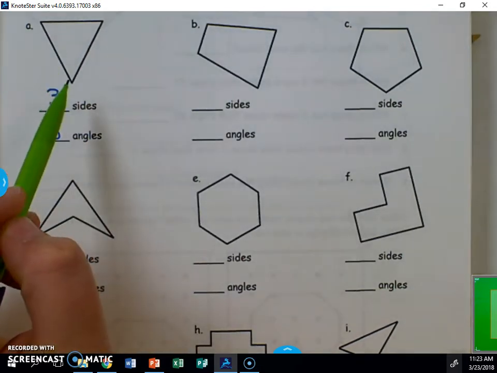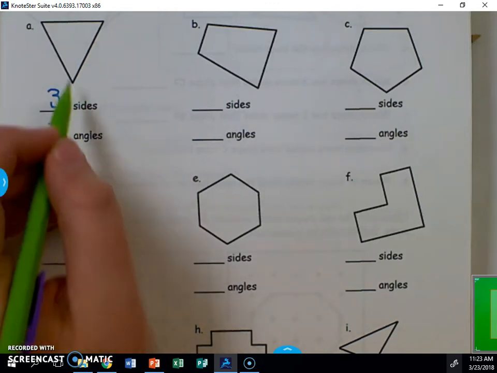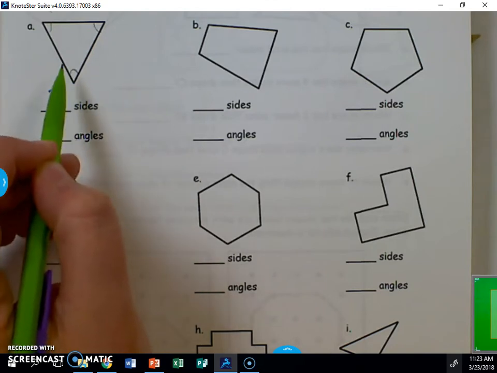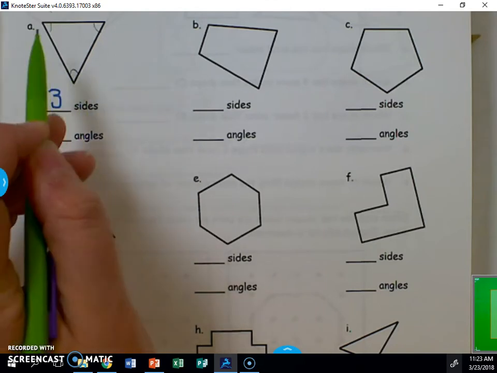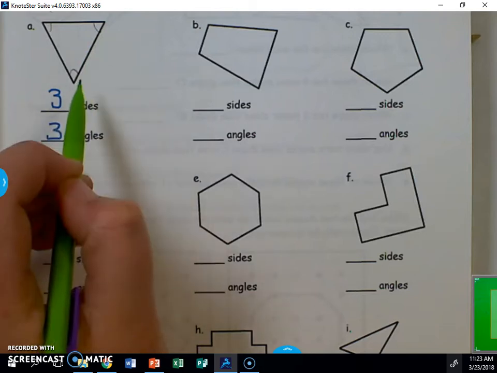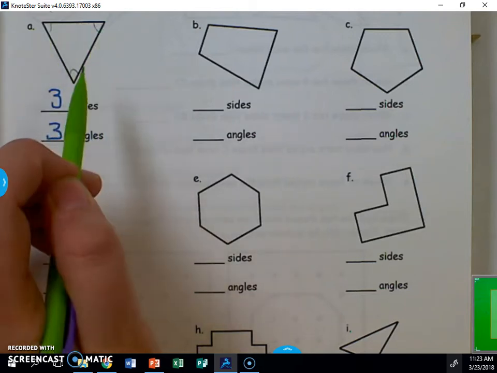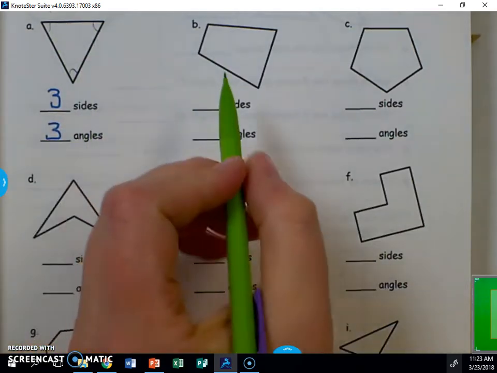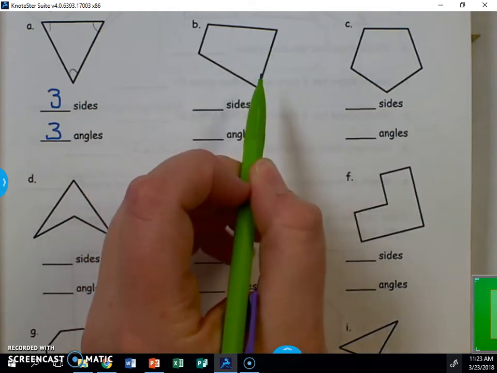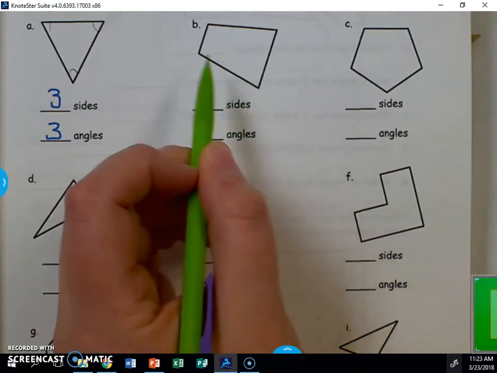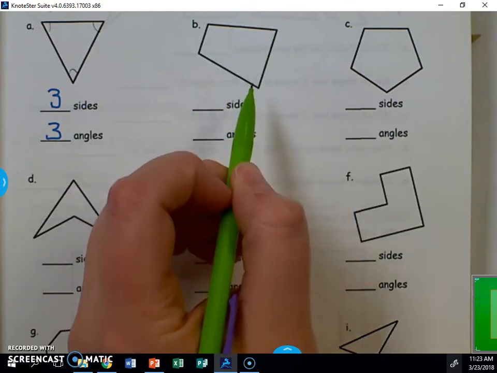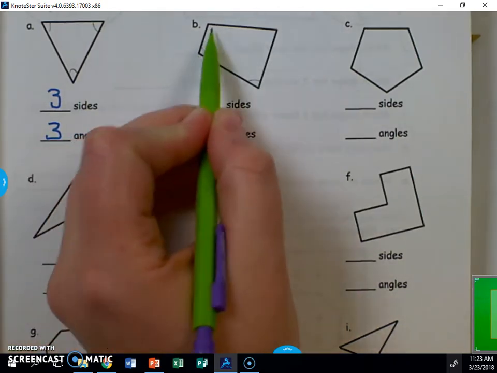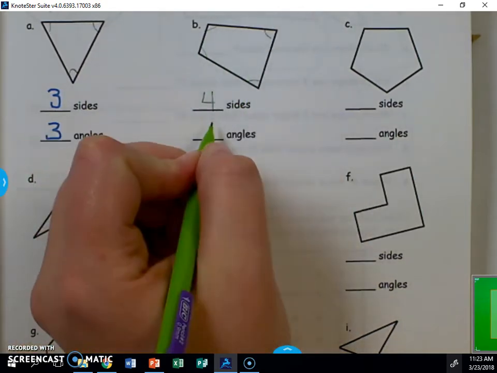Each shape consists of sides and angles. Angles are made when two sides connect. So for this triangle here, we have 1, 2, 3 sides, and we have 1, 2, 3 angles. Over here on this quadrilateral, which is a four-sided shape, we have 1, 2, 3, 4 sides, and we have 1, 2, 3, 4 angles.